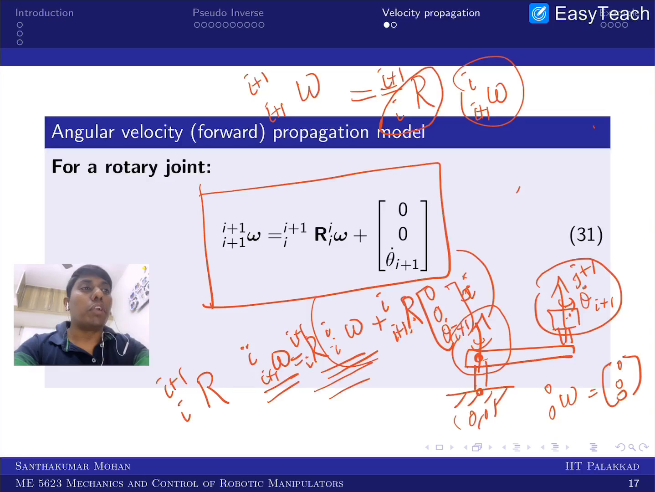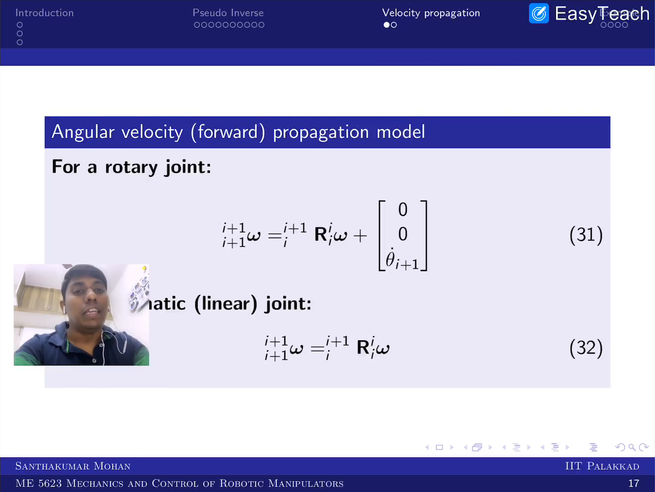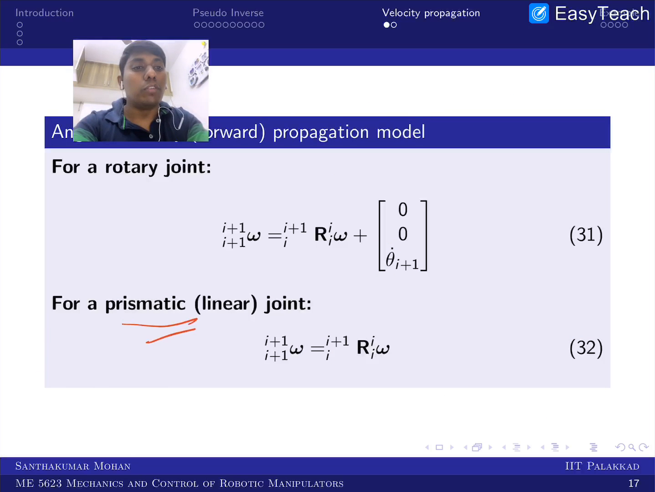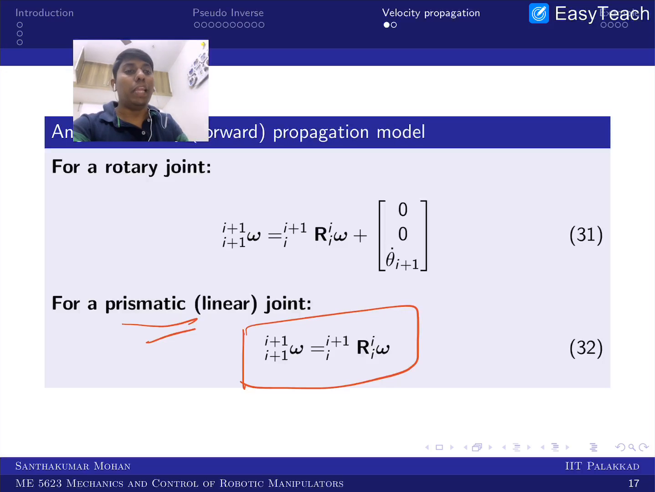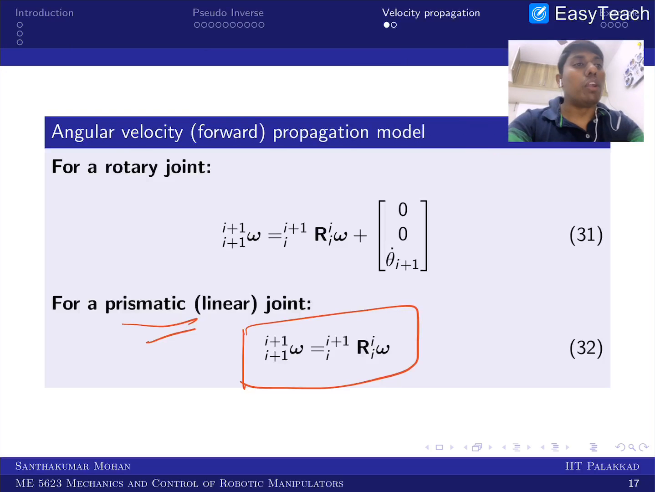Now what can happen if it is a prismatic joint? This joint angle will not vary, because that is constant, right? If it is a prismatic joint, theta is constant, so theta dot would be 0. So this term won't be there. That is what you can see if it is a simple prismatic joint. Only the previous joint's angular velocity would play a role. So this is what we call the propagation model.